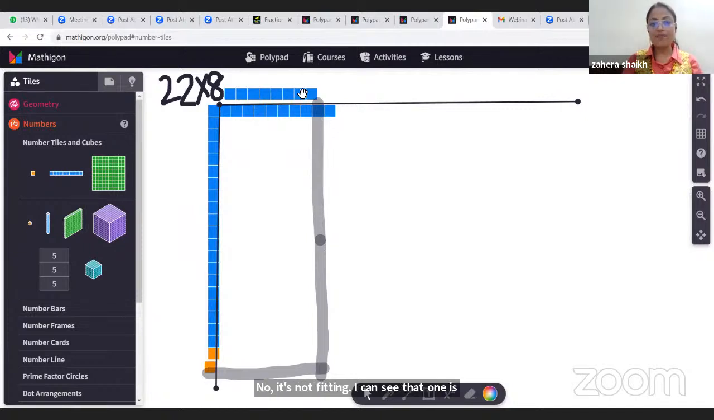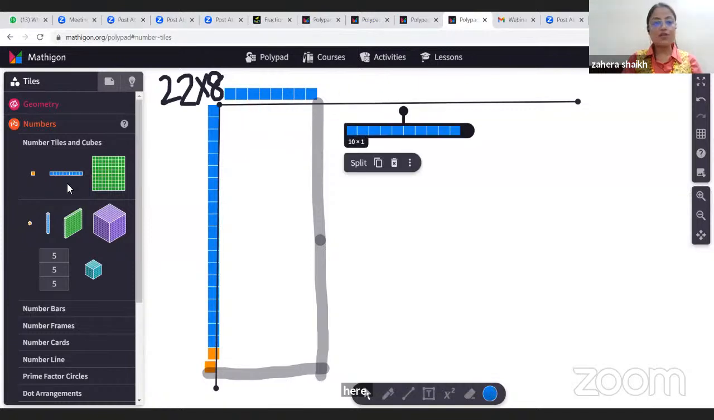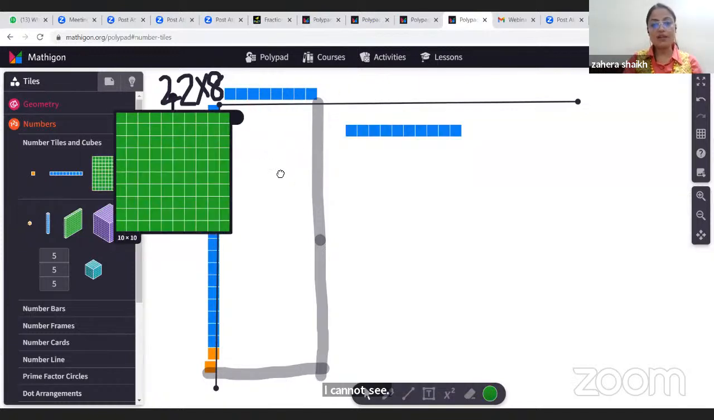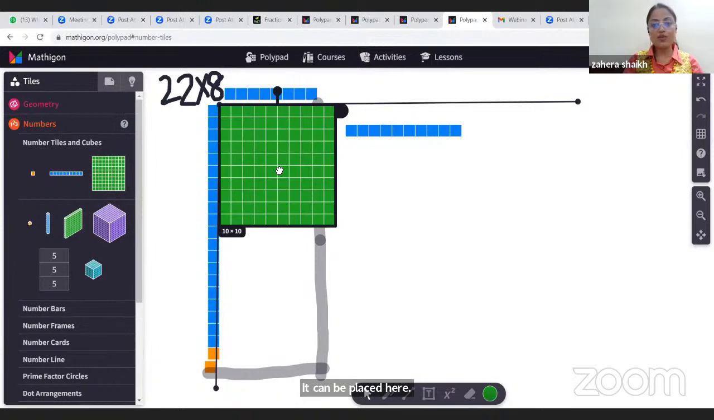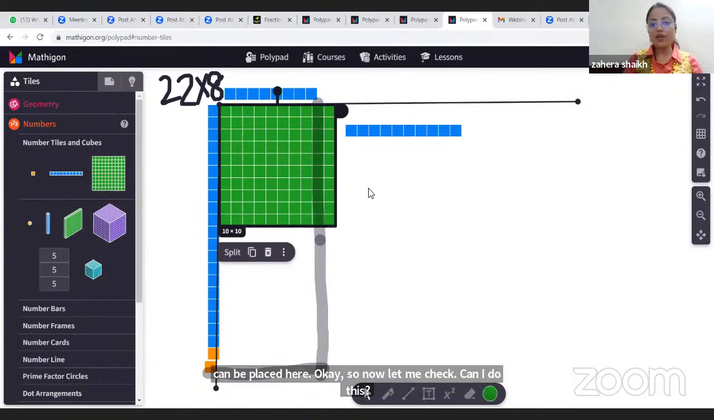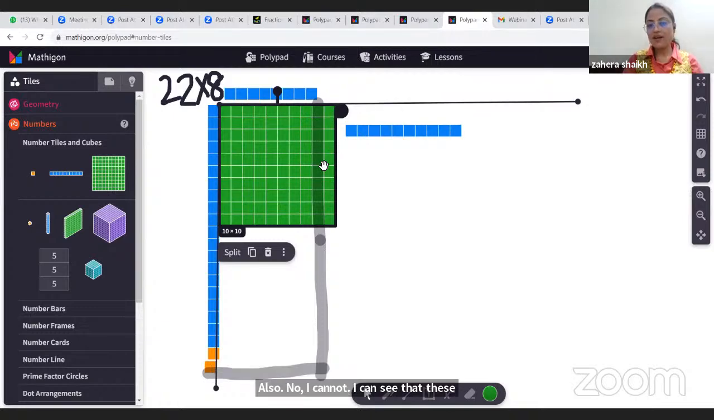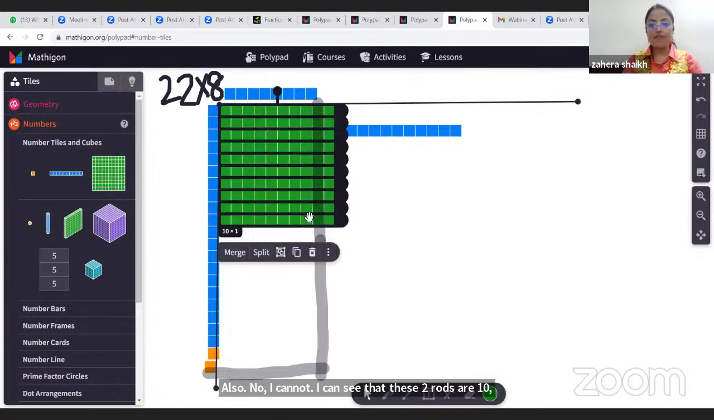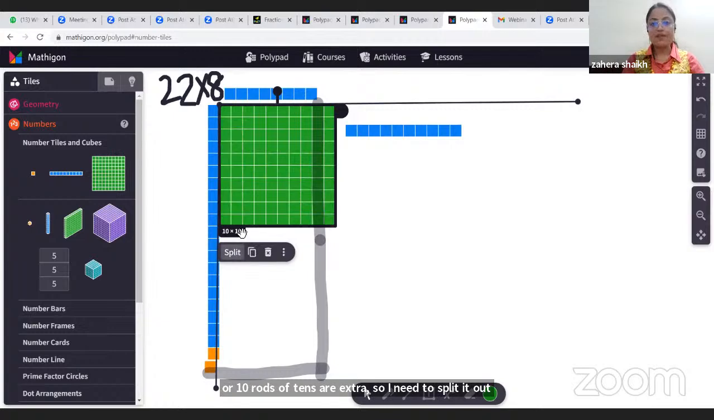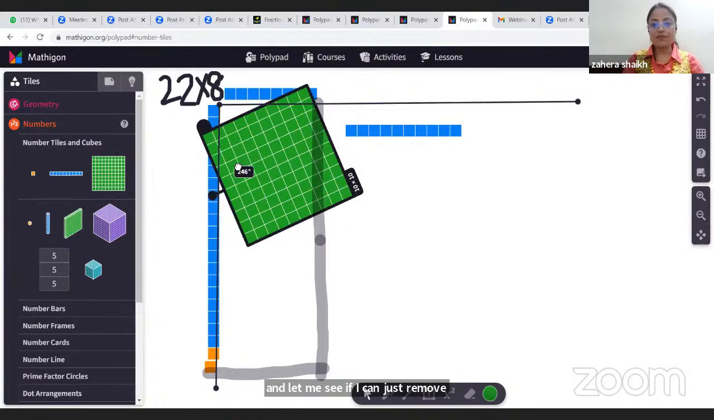It can be placed here. Okay, so now let me check. Can I do this also? No, I cannot. I can see that these 2 rods, 10 rods of 10s, are extra. So I need to split it out and let me see if I can just remove it.